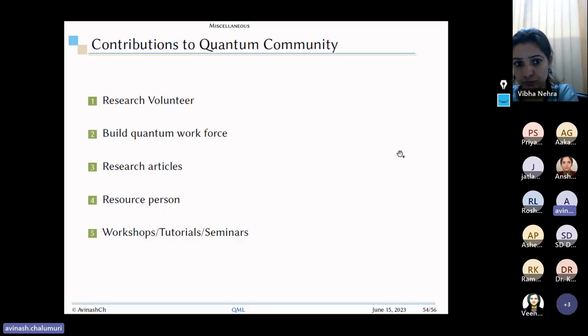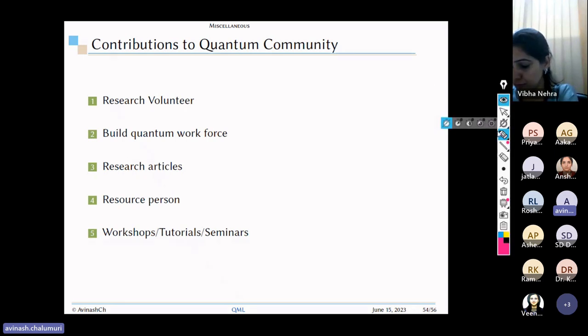So how to contribute to the quantum community, or how to get something out of it? Try to be a research volunteer, get into a research group where somebody is working in quantum, and then you can build your own quantum workforce in your university and publish research articles. Learn some topics and go as a resource person or delegate to workshops, tutorials, seminars or conferences. Then you can develop a network in that area.